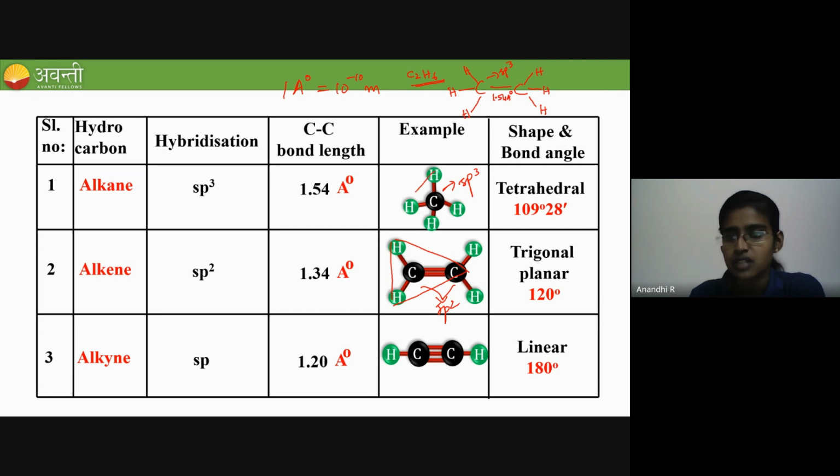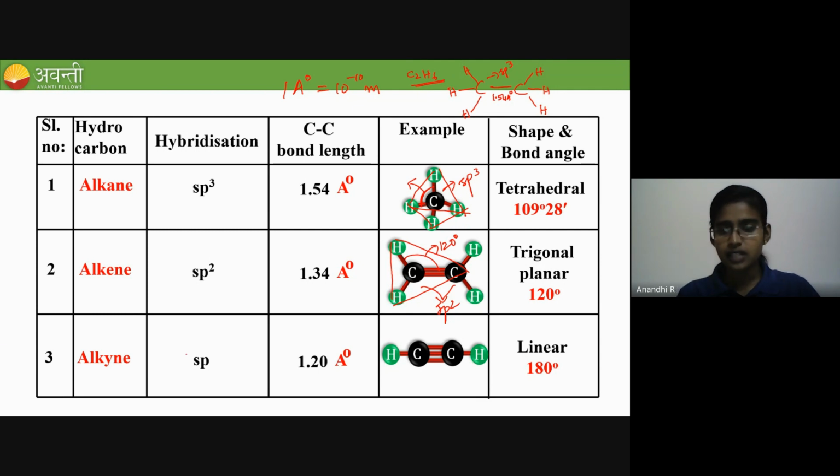In case of alkane, the geometry is tetrahedral. Tetrahedral means that the system will have 4 faces, that's why it is called tetrahedral. The bond angle is 109 degree 28 minutes. In case of alkene, it is trigonal planar, like a triangle, and the bond angle in each case is 120 degree. So there are 3 120 degree angles present around each carbon.